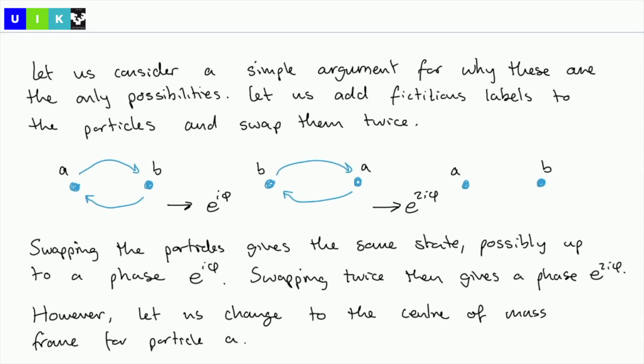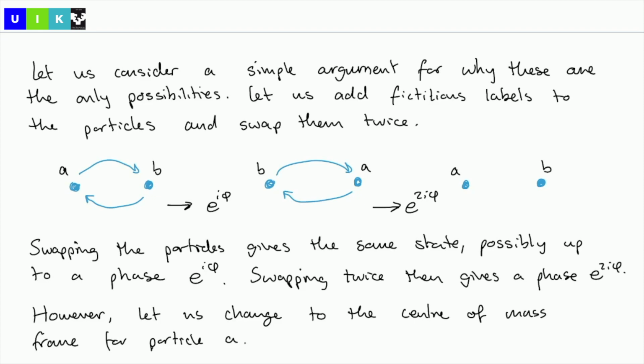So let's consider these two indistinguishable particles again, but now let's give them a label that allows us to keep track of them for this thought experiment. Okay, so I have particle A and I have particle B, but they're indistinguishable. Now, if I swap them once, then I get back to the same state, but let's allow a general phase to come up, this e to the i phi.